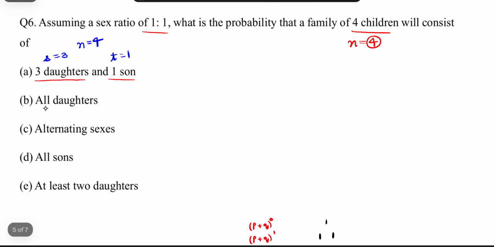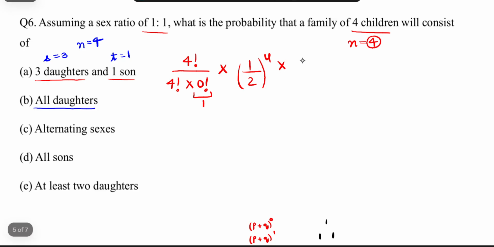The next part simply says: what if we have all the daughters? Now in the condition of all the daughters, the n factorial was 4. Now s is becoming 4 and this is becoming 0. This is 1 only, okay? The factorial of 0 turns out to be 1. For daughters it is 4 and for son it is 0. So this will also turn out to be 1. So I can eventually eliminate this and this. Now what is left? This and this gets cancelled. So here I get 1 by 16. The same goes for all sons also.